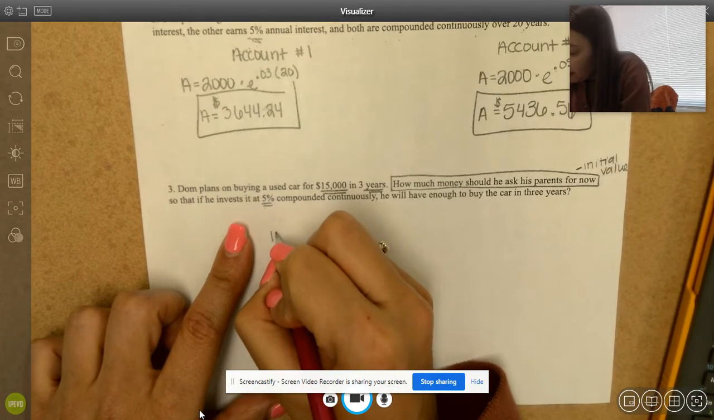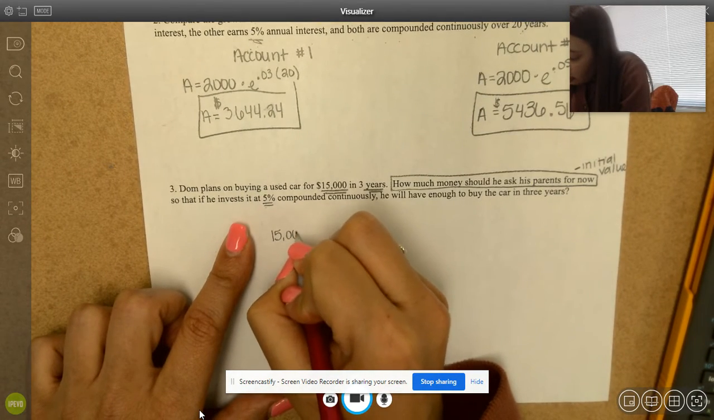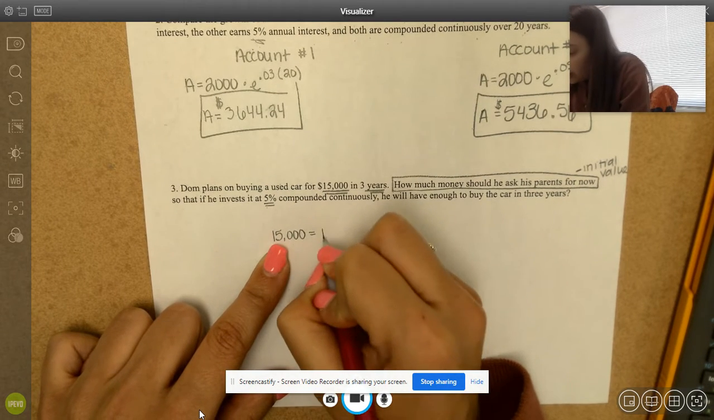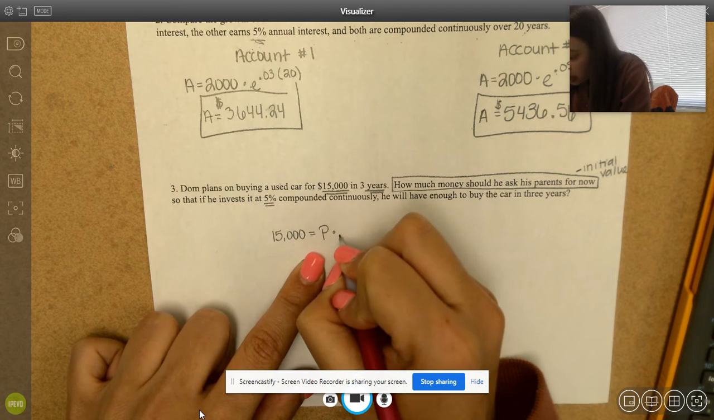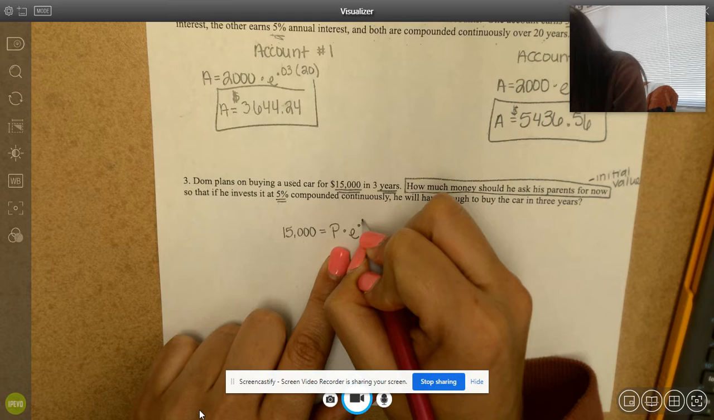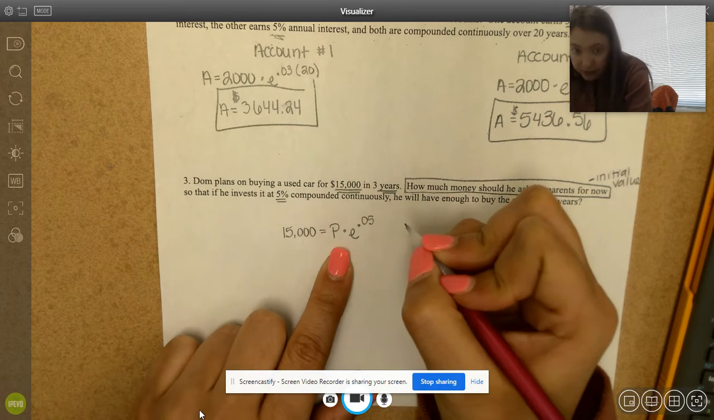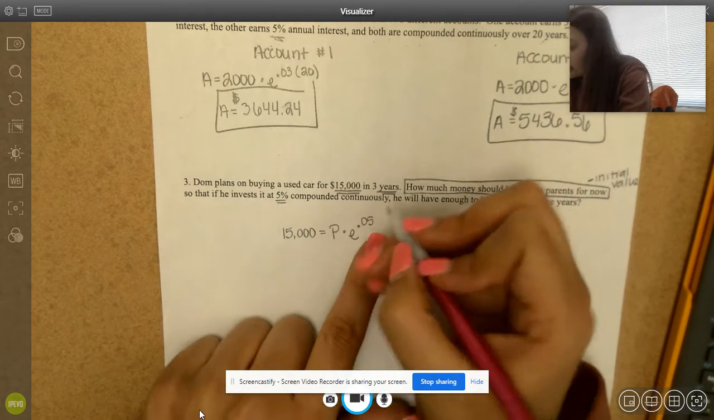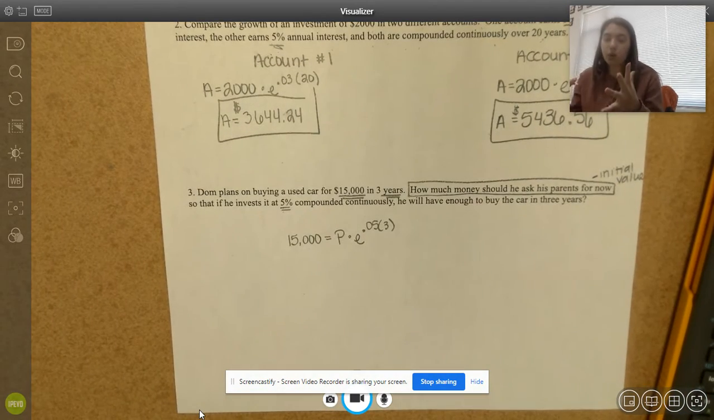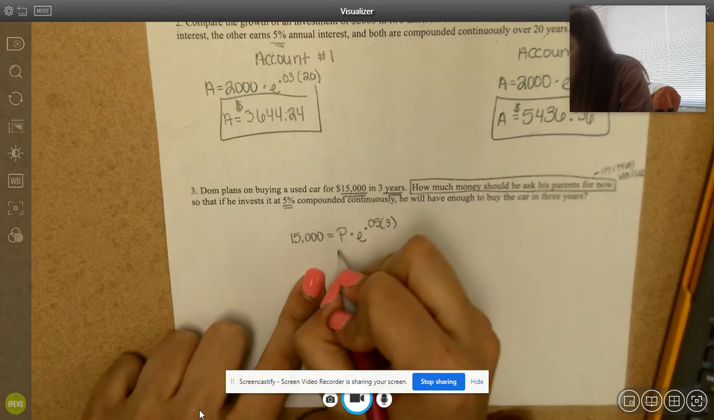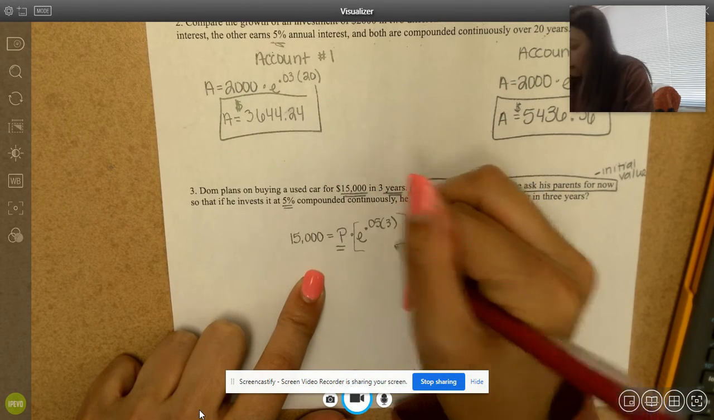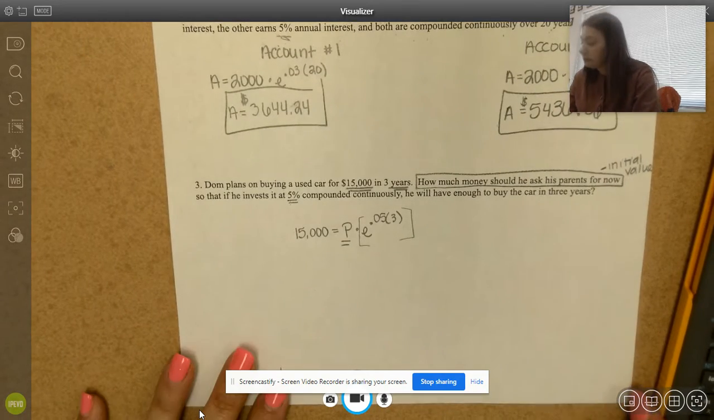So our amount of the investment that we're ending with is $15,000. We do not know P, but we do know e. e is always there. We know we are going to raise e to a 0.05 decimal, right, for 5%. And we know our time is 3. So in order for us to work backwards here to find P, we definitely need to focus on this value first.